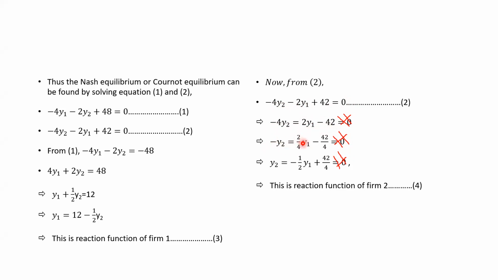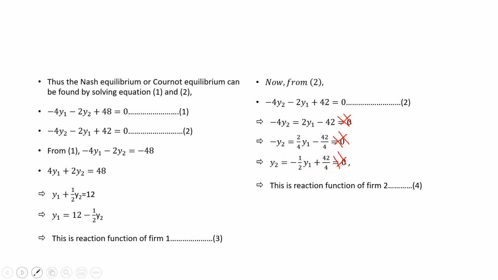Minus y2 equal to 2 by 4 y1 minus 42 by 4. Multiplying both sides by minus 1, y2 equal to minus half of y1 plus 42 by 4. So this is the reaction function of firm 2. Given that the first firm has produced y1, the second firm has to produce this output level, equal to minus half of y1 plus 42 by 4. These are the two reaction functions.